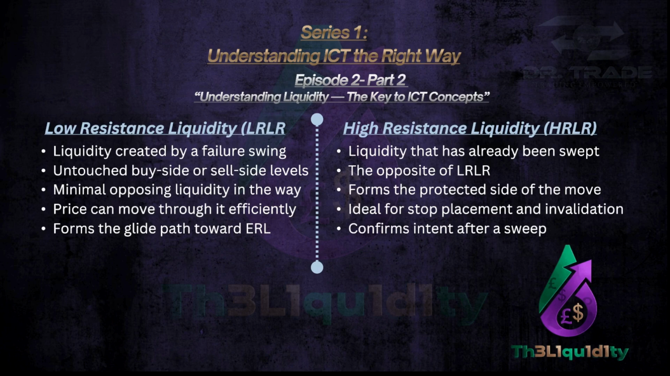Now, conversely, high resistance liquidity run signatures represent liquidity that has already been swept, where the market has gone through a liquidity pool and has subsequently reversed through it. It is quite the opposite of low resistance liquidity run signatures, and essentially it forms a protected side of the expansive move.